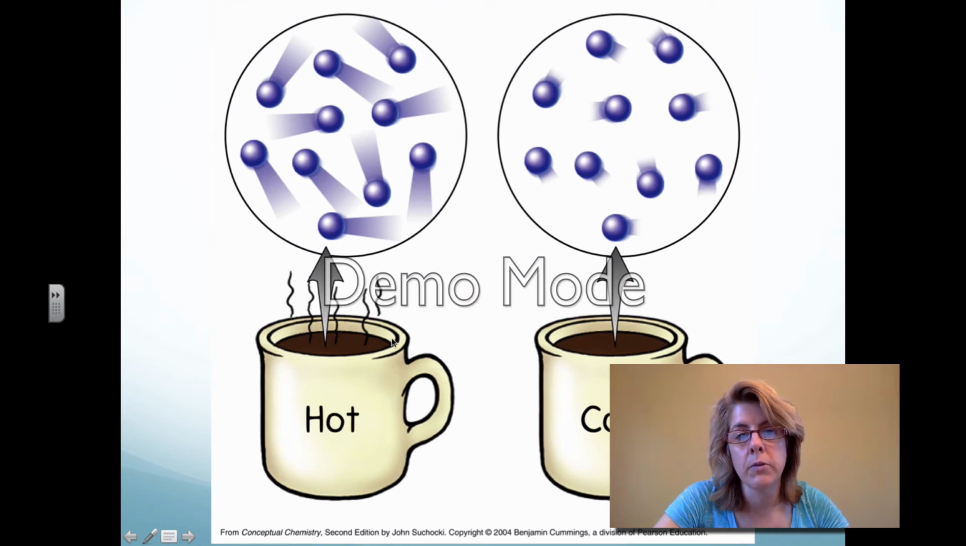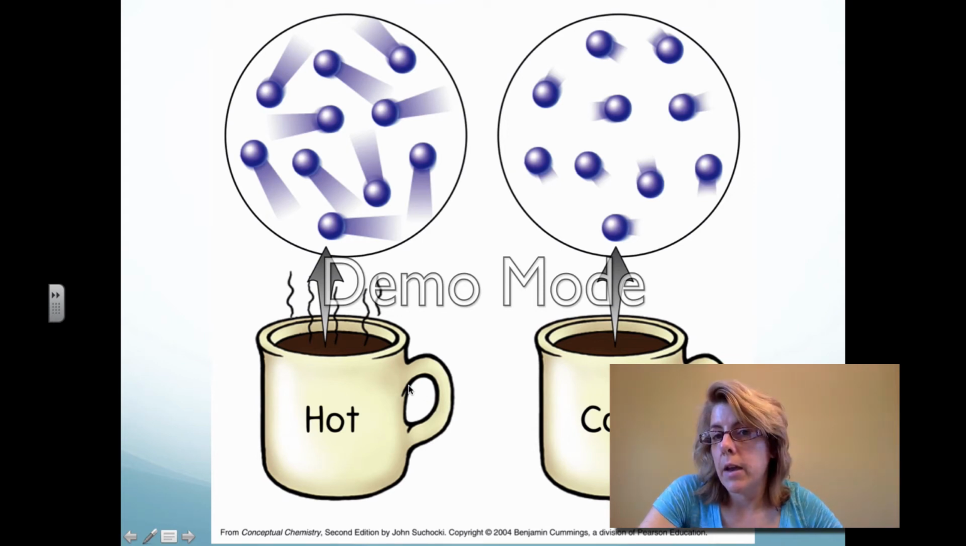Okay, this picture here just kind of illustrates the difference between hot and cold. Notice that something that's warm, the average kinetic energy is higher, so those molecules are moving faster, and the opposite is happening on the right-hand side where the molecules are moving slower and the average kinetic energy is colder.